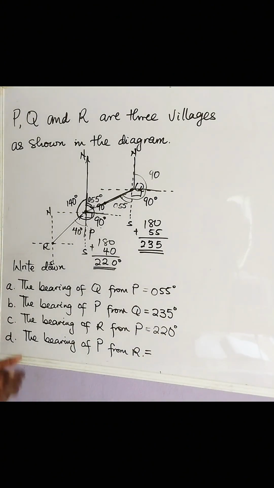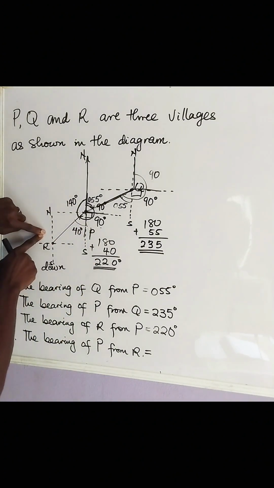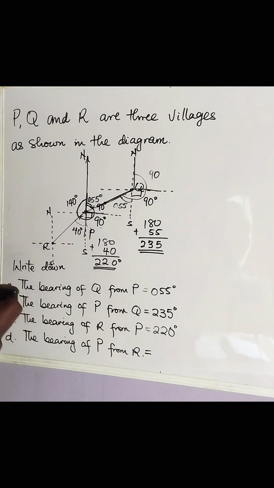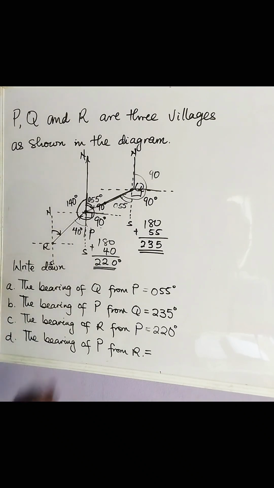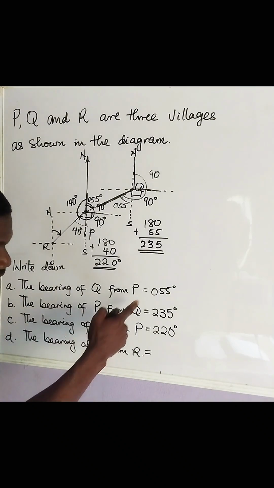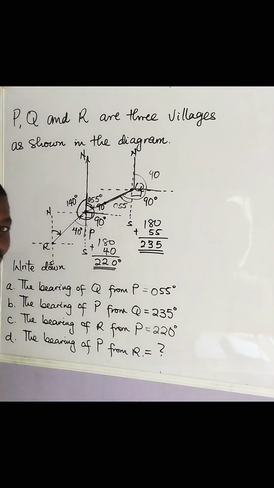Alright, the last one says the bearing of P from R. This is our P from R. So the angle here is what we're looking for. If you understood what I did for A, B, and C, drop your answer for D.